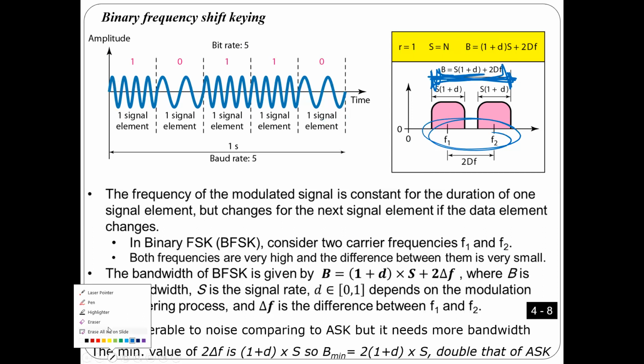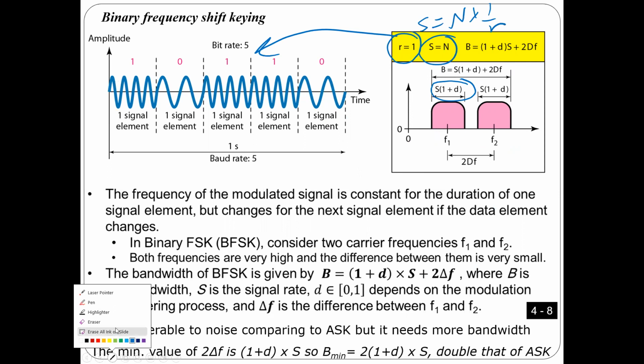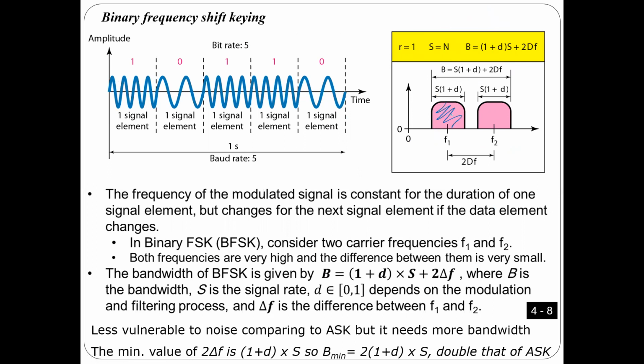So let's see how big this is. Let's start with R. What is R? R is still 1, because every signal element will transmit only 1 bit. What is S? S is equal to N times 1 over R. So S here is N, similar to what we did before. Every one here is going to be S or N times 1 plus D.